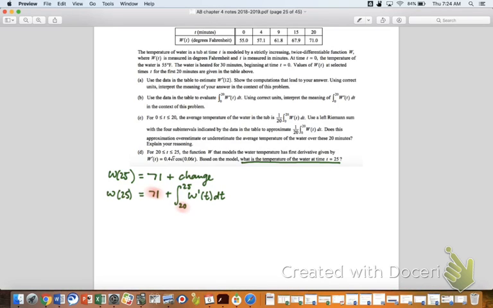So at this stage, we would certainly use the calculator to evaluate that definite integral. And that equals approximately 73.043 degrees Fahrenheit.